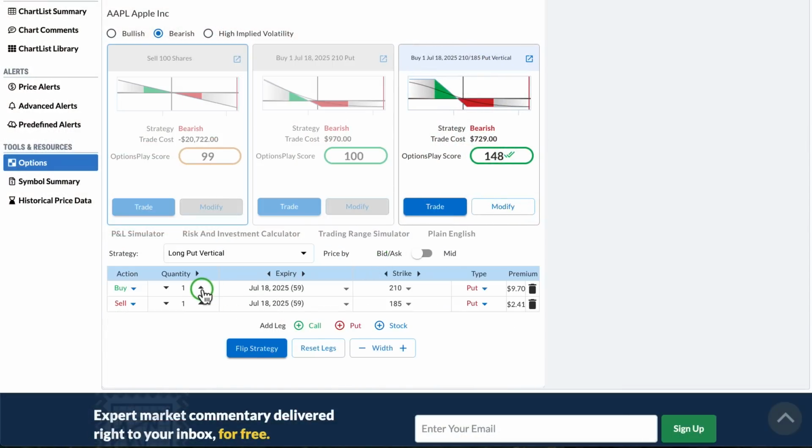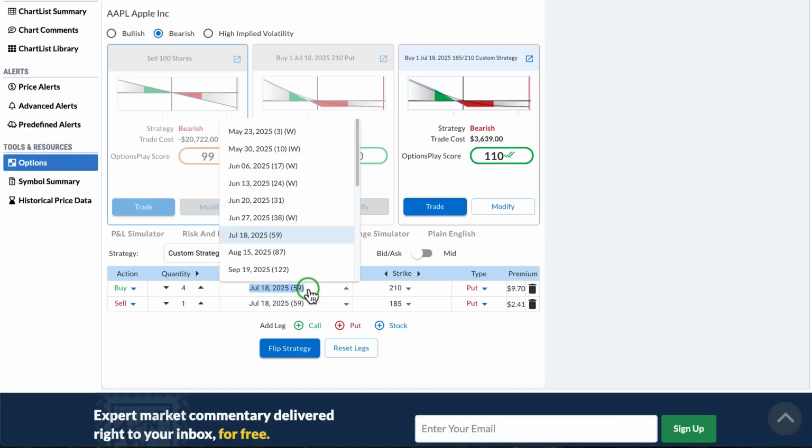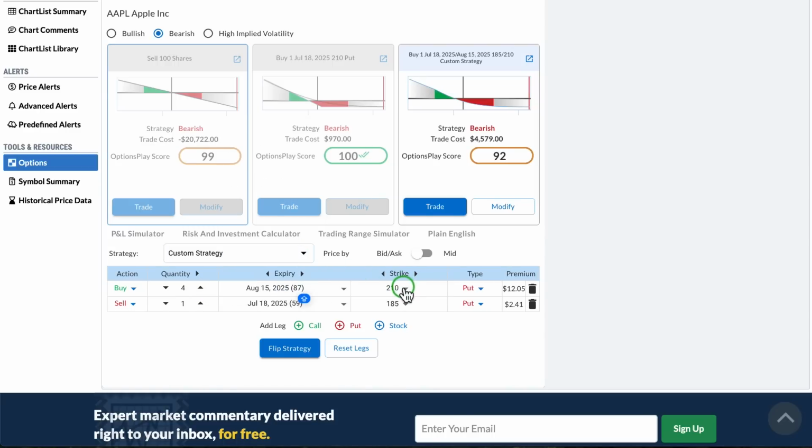You can change how many contracts you're buying, you can change the expiration date, you can change the strike price, you can change the strategy. So it's incredibly flexible for those traders who do have more customized strategies they want to trade, or they have a particular preference on what expiration date, what strike price they want to choose. Any changes that you make there will reflect in real time within the P&L simulator, the plain English. Everything that you change, we will recalculate instantly on the options play tool.